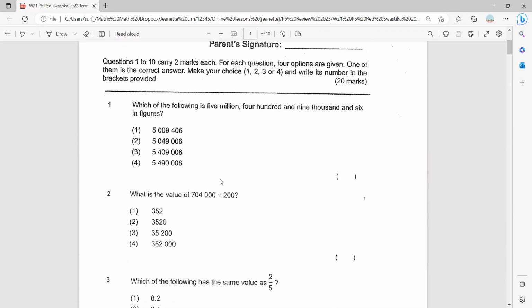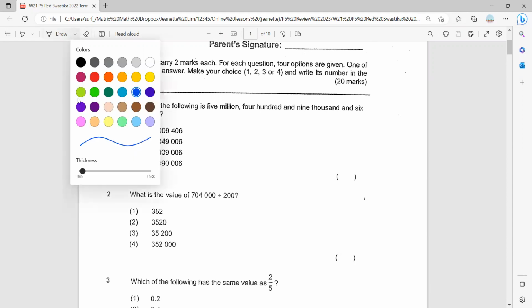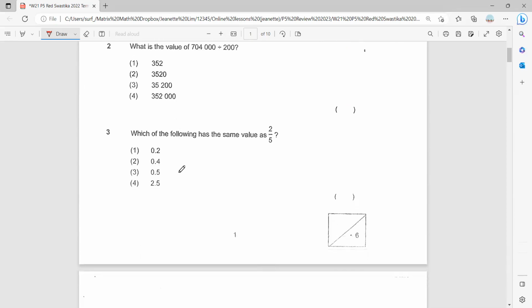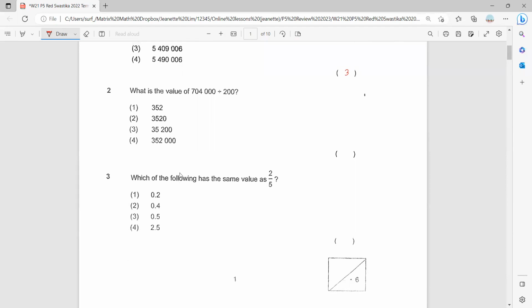Okay, let's look at question 1. Which of the following is 5,409,006 in figures? 5 million, everything is 5 million here. 409,000. Okay, 409,000. We have over here, the third one, 409. The last one is 490. And 6. Okay, so this is 6 here. So answer is 3.